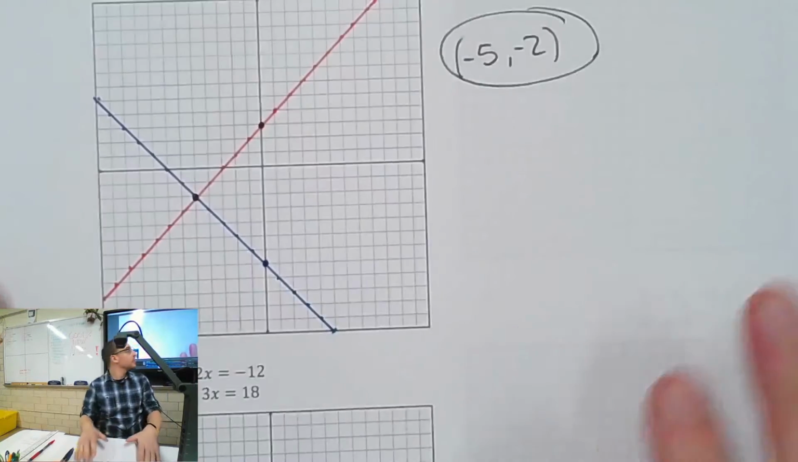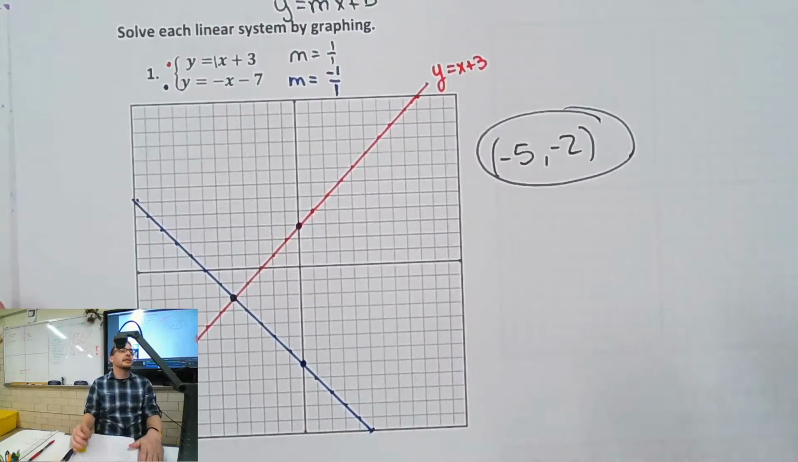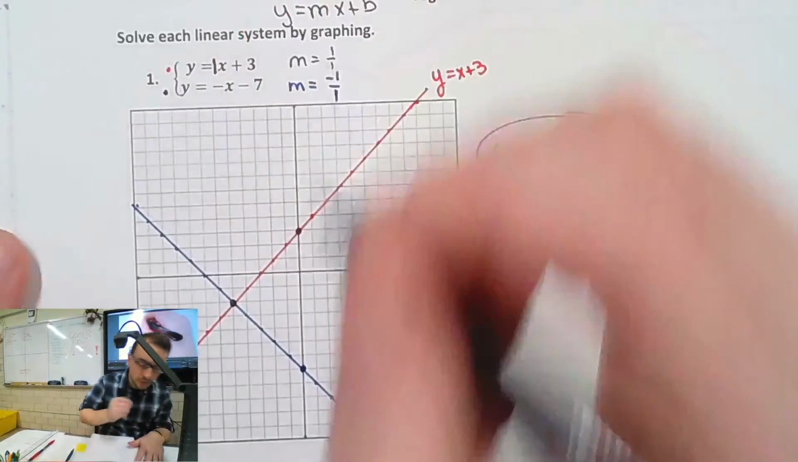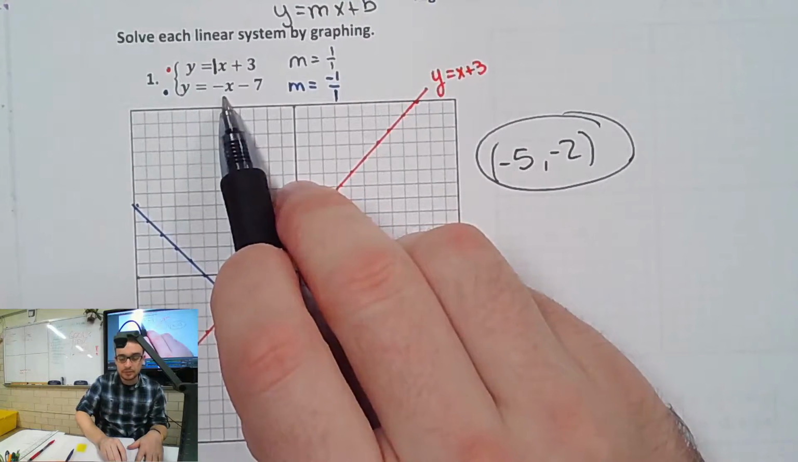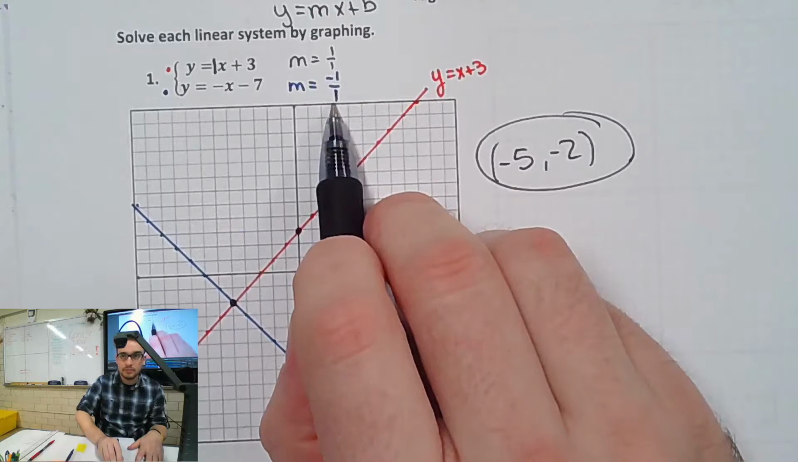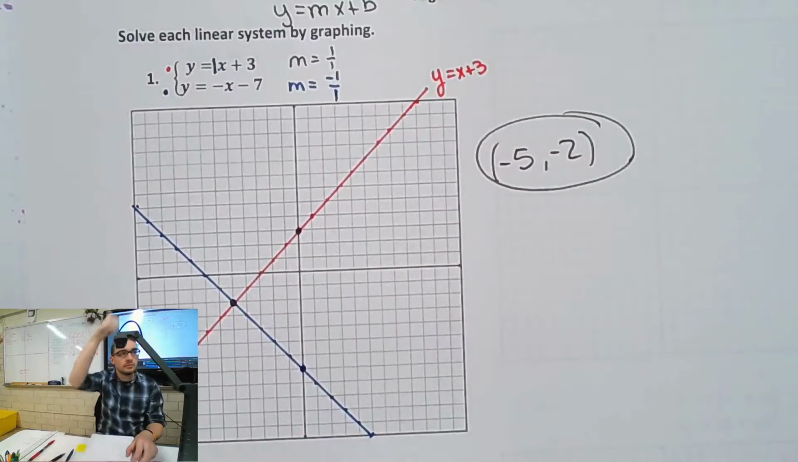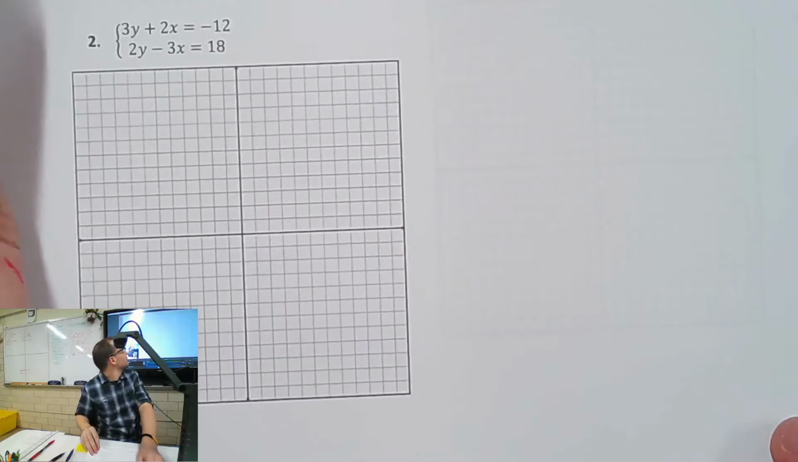All right. I'm going to say it one more time. I need everybody to shut up so I can teach because they can't hear me. So stop talking. So the slope here is 1 because it's 1x. And the slope here for the blue equation is minus 1. So minus 1 over 1. Okay. Number 2.